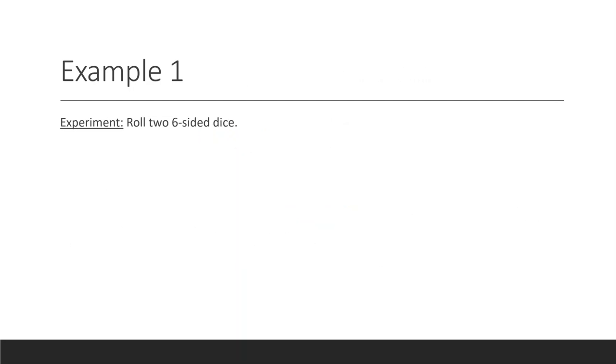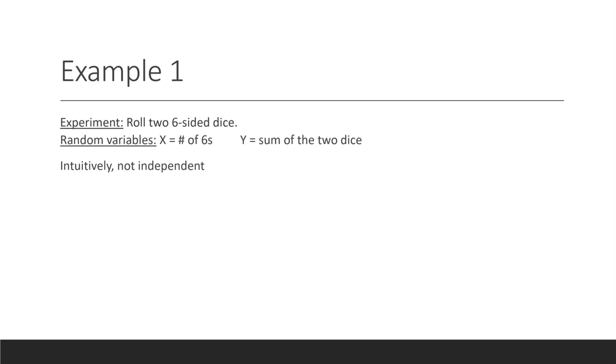Consider the experiment: roll two six-sided dice with the random variables x equals the number of sixes and y equals the sum of the two dice. Intuitively, these guys are not independent. Mathematically, we can see this by looking at, for instance, the event x equals 2. Well, if x equals 2, then we know that we have two sixes. But if we have two sixes, that means the sum of the two dice must be 12.